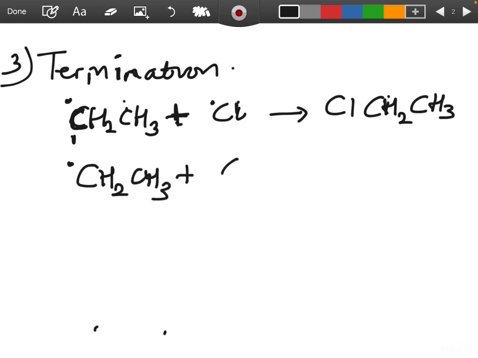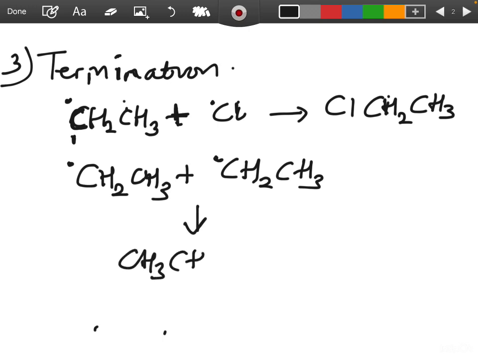Another step, we also have two ethyl radicals reacting together to give us butane, CH3CH2CH2CH3. This is butane.